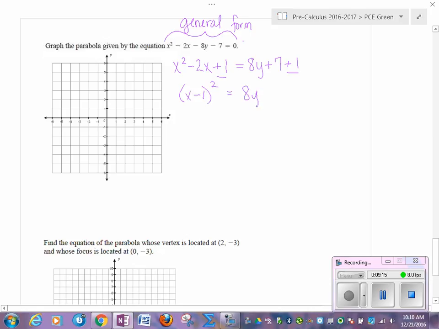So this becomes 8y plus 8. So this is going to become the quantity x minus 1 squared. I'm going to factor out an 8, leaving me with y plus 1. This is now your standard form of your parabola.